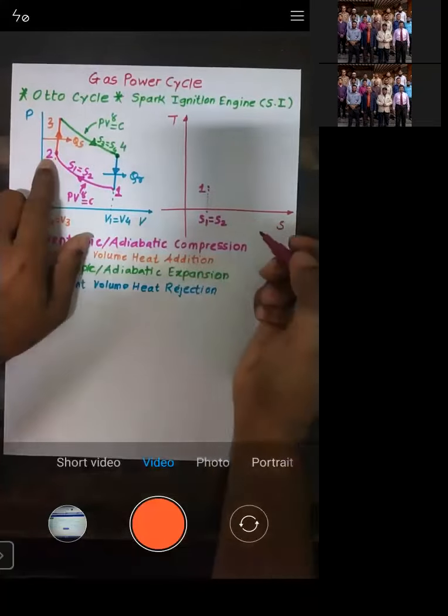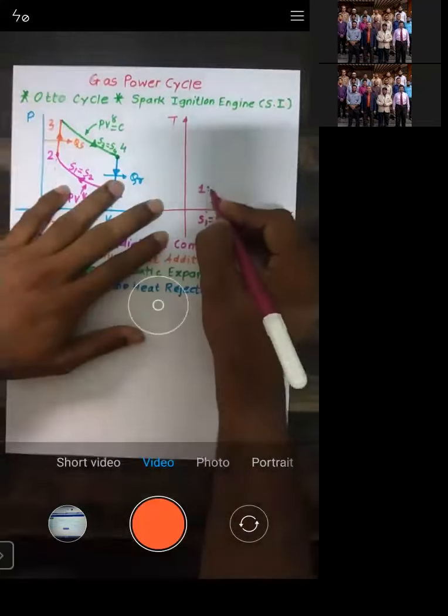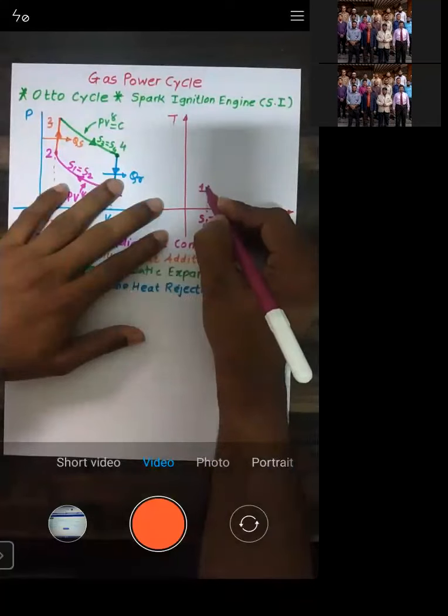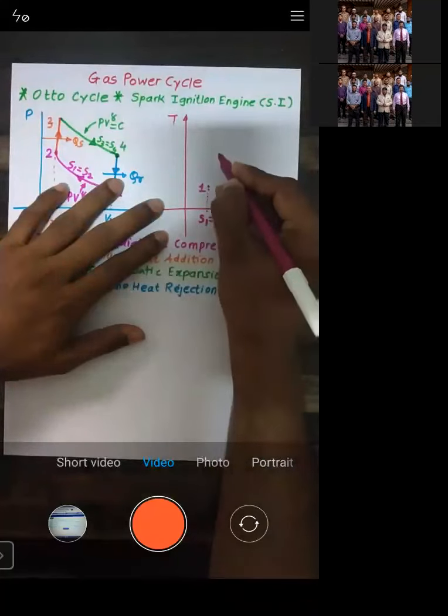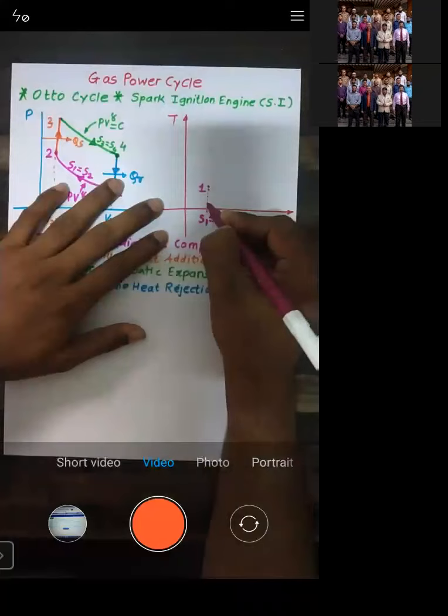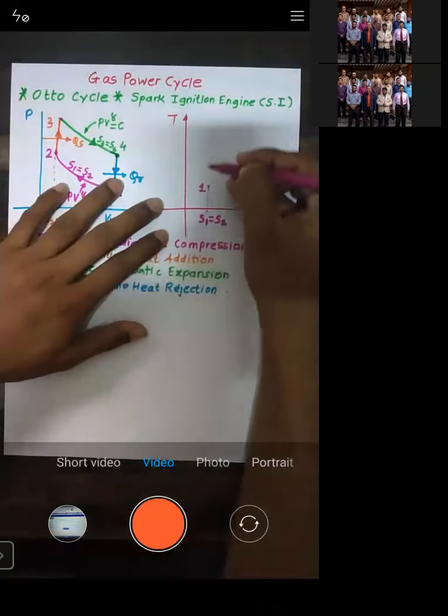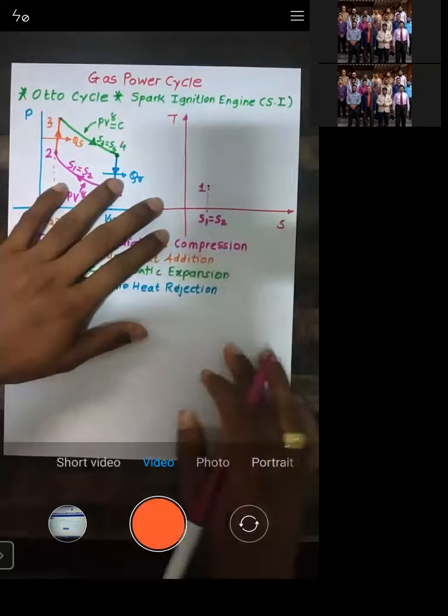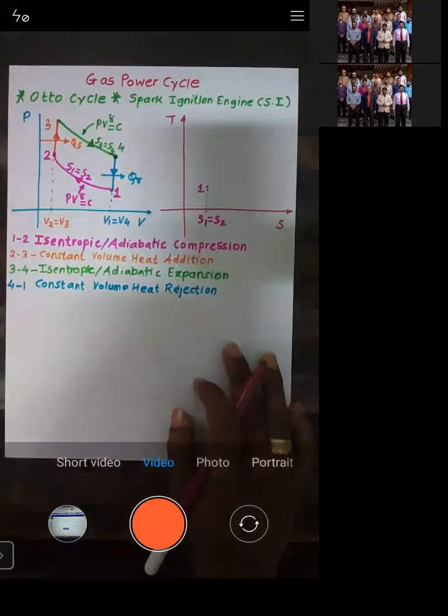S1 is equal to S2, I want. Okay, so if you take point number 1 here, point number 2 might go above or it might go down. But it will be on the same vertical line as point number 1, right? So this we need to check.